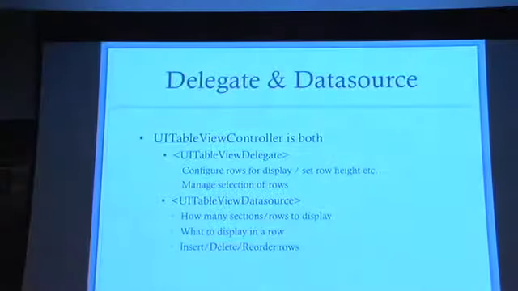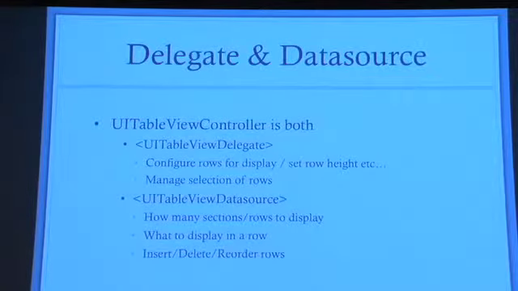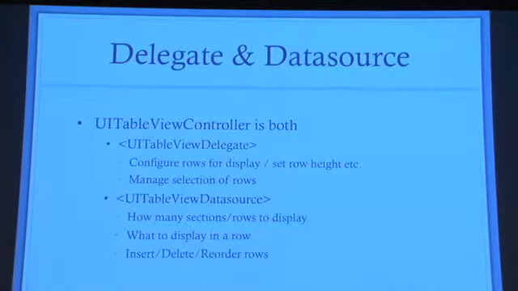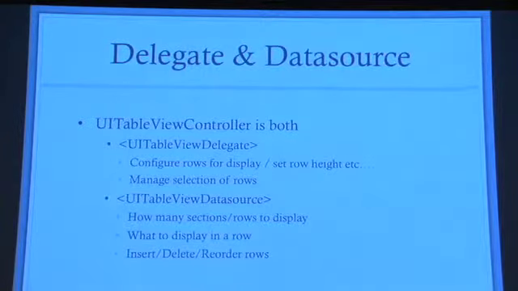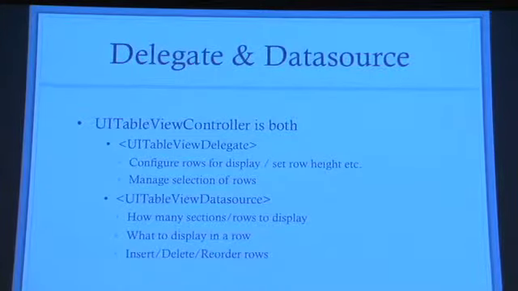So a UITableView implements 2 protocols, a UITableViewDelegate and a UITableViewDataSource. And almost always, it's the UITableViewController that is going to be implementing both of these protocols. So if you were going to use a table view in your storyboard, you would drag out a UITableViewController. That's automatically going to give you a table view. Then you would create a class that subclasses UITableViewController, and it's automatically going to be the delegate and the data source. And it's going to give you all the methods that you need.